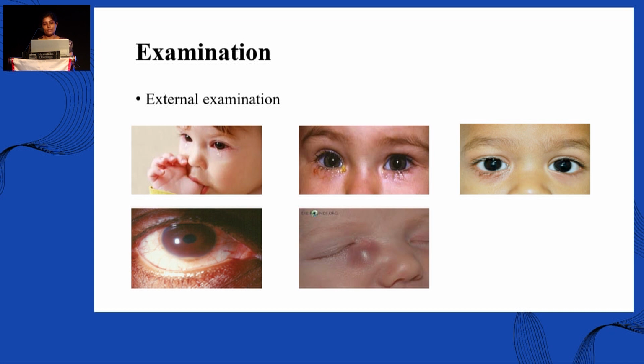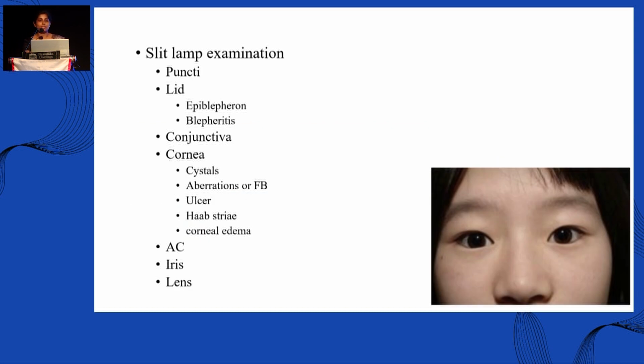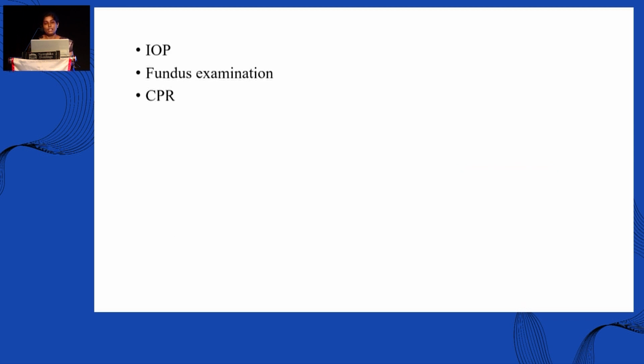Another thing is we have to see whether the child is having any mucocele, and whether the child has buphthalmos and diffuse corneal edema with corneal haziness. This suggests congenital glaucoma. Then we have to examine the child with a slit lamp. We have to assess the punctum and lid, conjunctival inflammation, and the cornea, whether there is any abrasion, foreign body or ulcer, and evaluate the anterior chamber, iris and lens for features of uveitis, and we have to measure IOP in order to exclude glaucoma, and do the fundus examination.